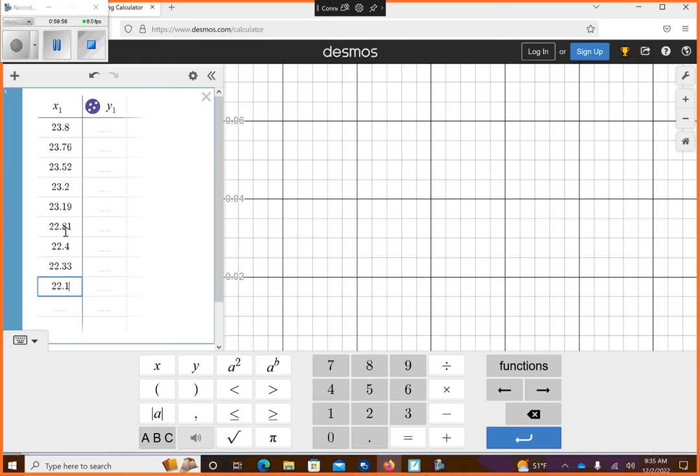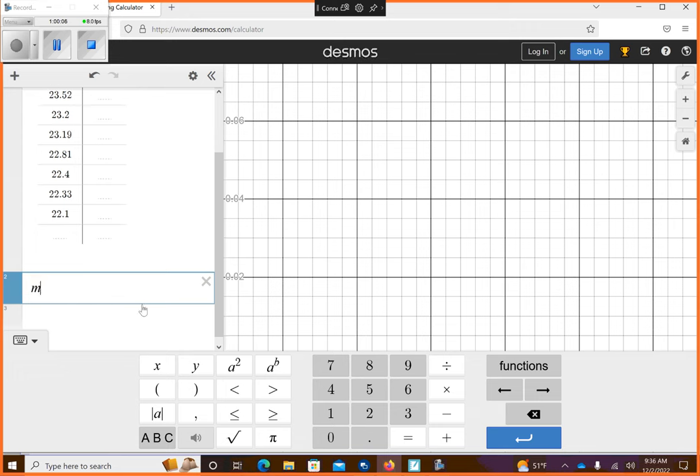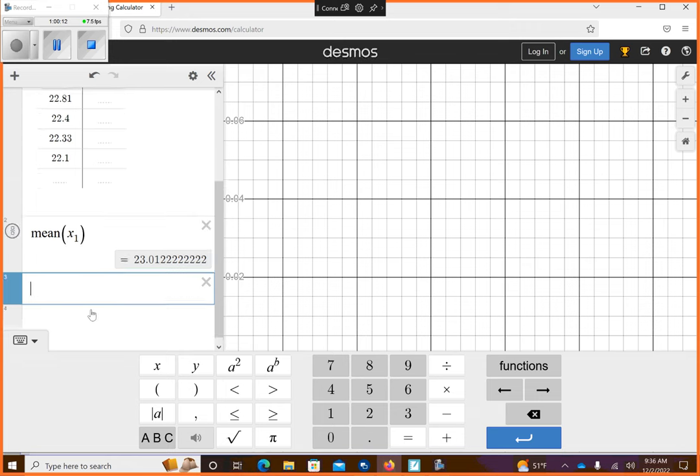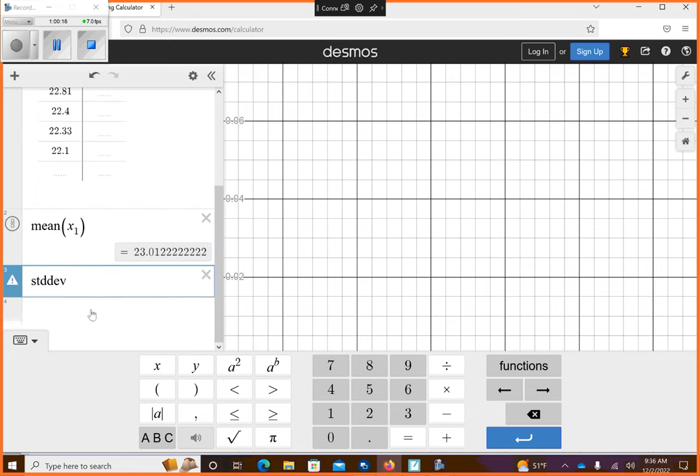Okay. So Lawson says, hey, Stirrup, these are my scores and they're normally distributed. So now we know they're normally distributed just because she told us so. All right. Ready? So I'm going to find the mean of X sub 1. And then I'm going to find the standard deviation of X sub 1.